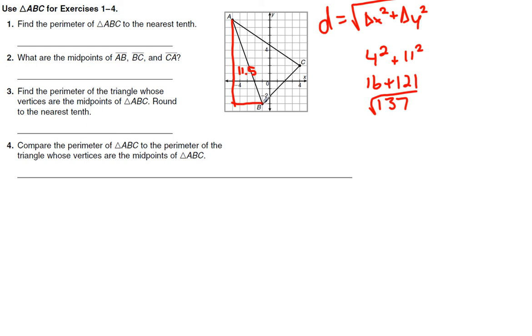Alright, then we do B to C. We do the same thing. So look at the change in x. 1, 2, 3, 4, 5. So that's 5 squared plus change in y. 1, 2, 3, 4, 5. Wait, is that right? Oh, that looks right. Alright, so that gives us 5 squared plus 5 squared, or 25 plus 25.